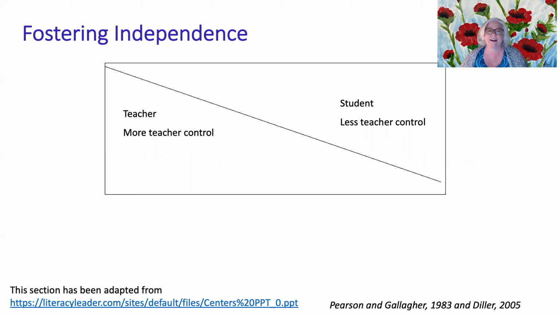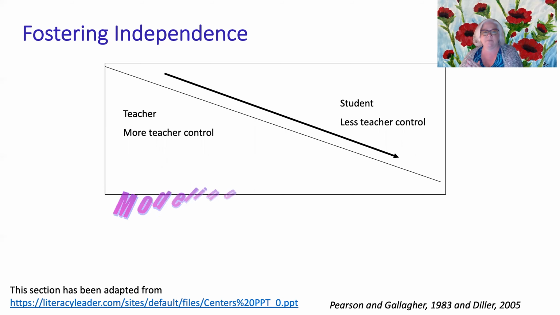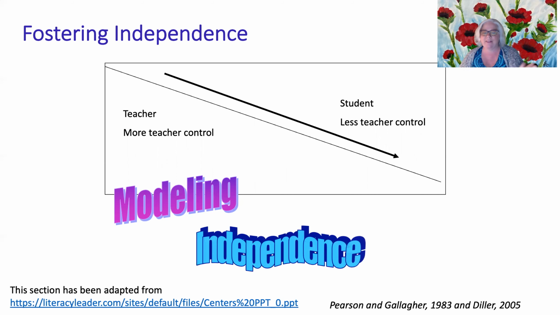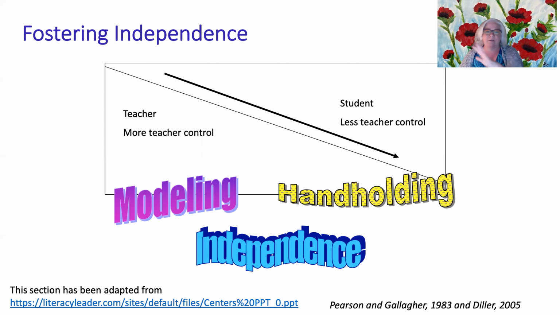Okay, you'll recognize how we're doing the gradual release of responsibility when thinking about workstations. Again, more teacher control here on the left to more student and less teacher control on the right. And it all begins with modeling, right? Then a little bit of hand holding in the middle, and then some independence at the end. Same happens with workstations.